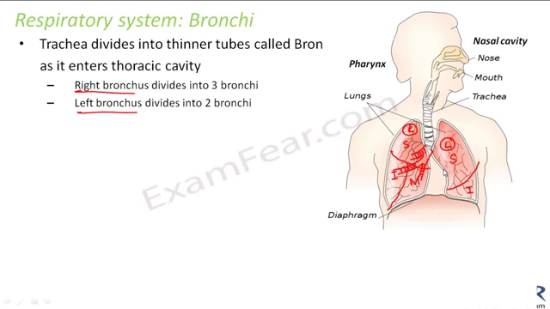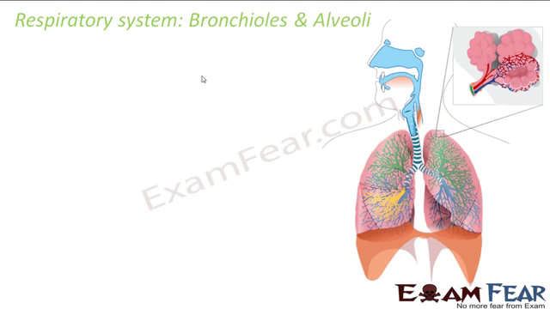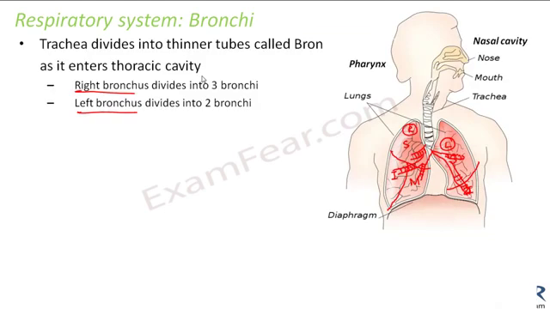Similarly, when it enters into the left lung, what will happen? One bronchus will go into the inferior lobe and the other bronchus will go into the superior lobe. So that is why it is said that the right bronchus divides into three bronchi and the left bronchus divides into two bronchi. That's because there are two lobes in the left lung and three lobes in the right lung. So what do these bronchi do? They do nothing. They just carry the air which was being carried by the trachea inside the lungs.